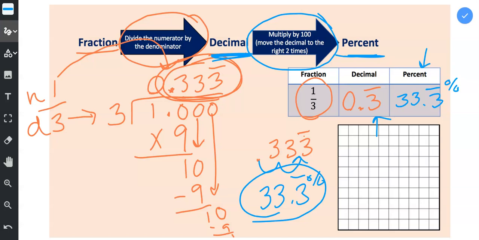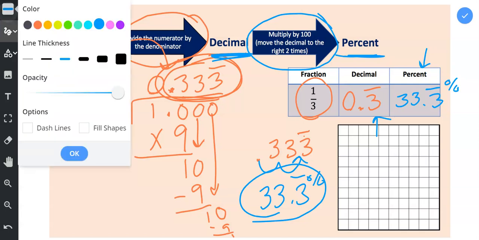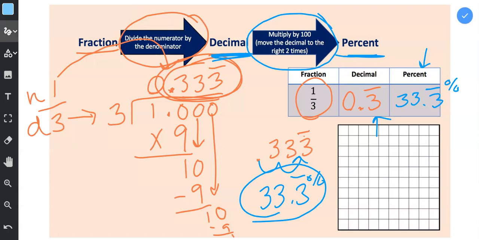Now remember that cent is the Latin root word that means 100. So we're really saying per 100. So this is 33.3 or 33 and a third per 100. So I'm going to highlight that. So we highlight 10, 20, 30, 33, and then a little bit of the next box because we're supposed to actually record 33 and a third. So this is supposed to represent the 33.3%, what I just colored in.